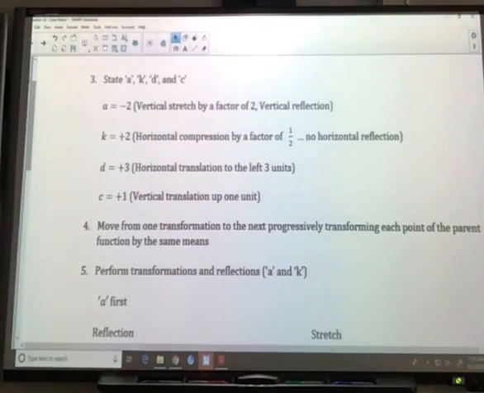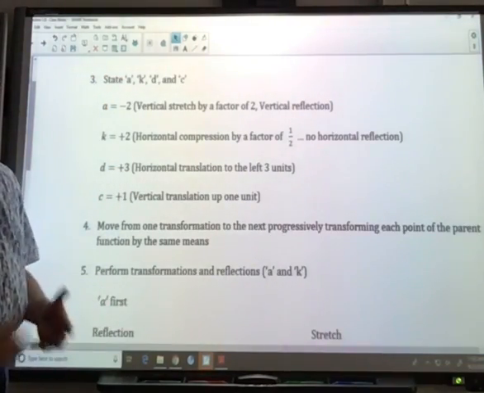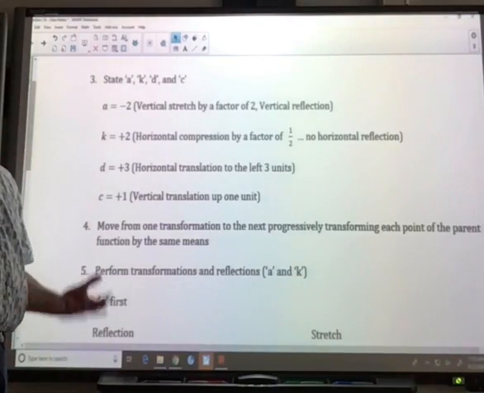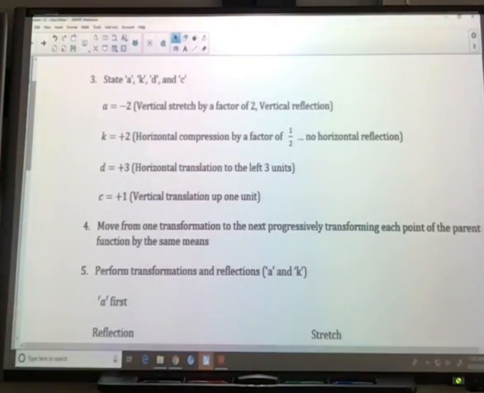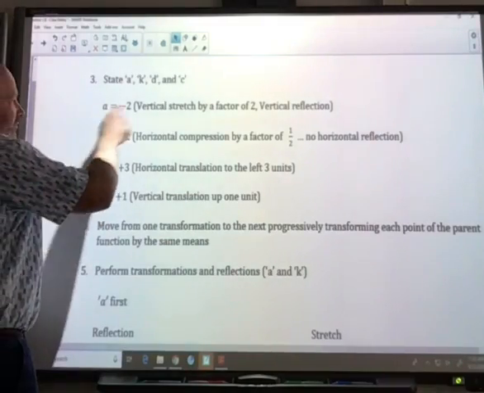What are the transformations going to be? If you don't see it there, that means that that effect is not going to be felt. So if you don't have a number where there should be an A, that means that the A value is 1, and that means that there's no vertical stretch or vertical compression. So it's immaterial, it's not important for your sketch. In this case, my A value is -2.